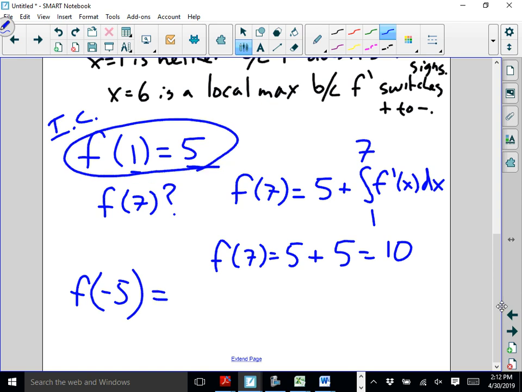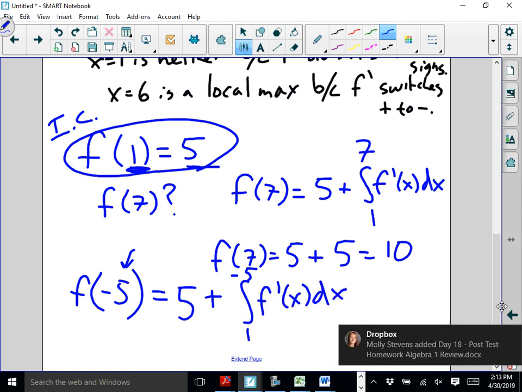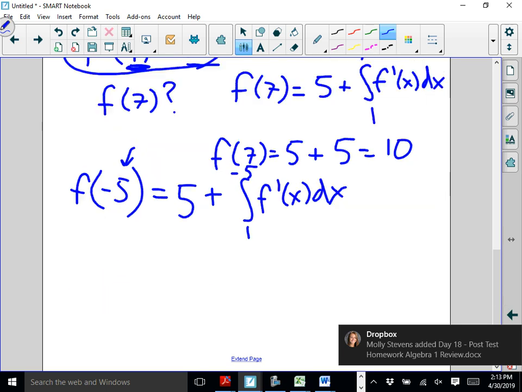Now, here's where we need to be careful. From the x value of our initial condition to the value that we want. Right? The initial condition x value needs to be on the bottom always. f prime of x dx. Okay? Now, when I look at this, now is when I say, okay, this is backwards to me.